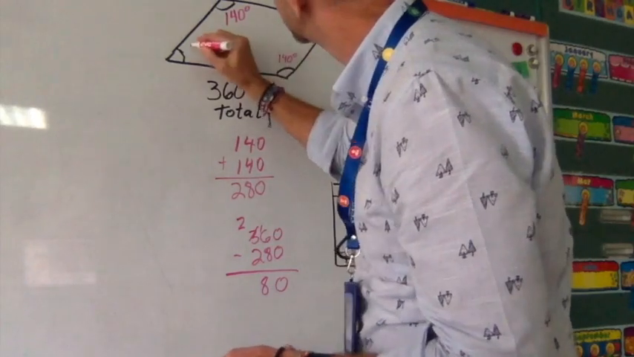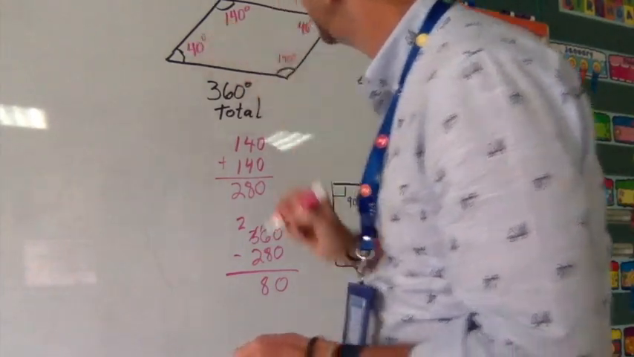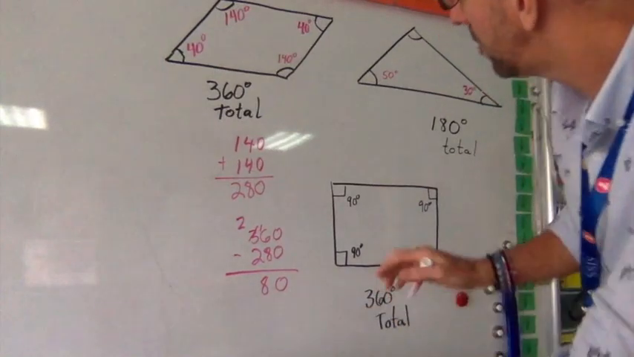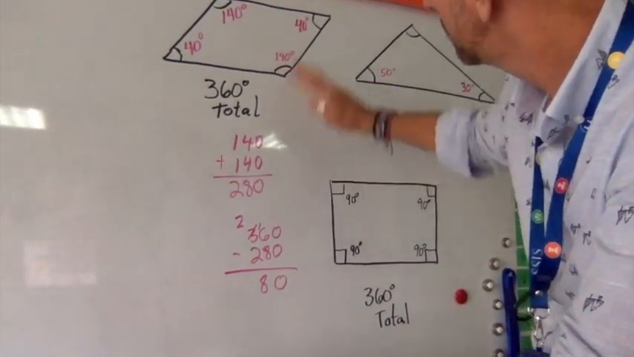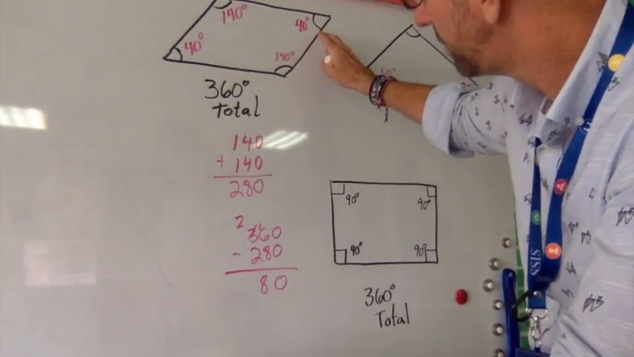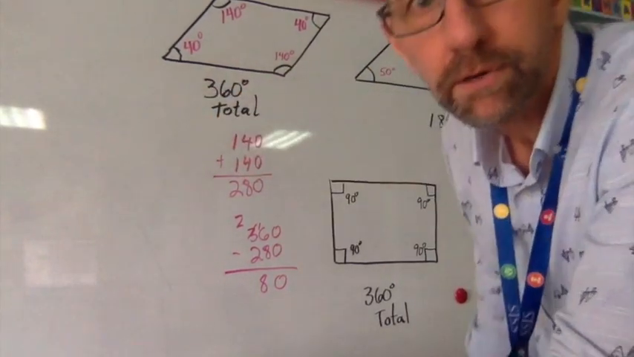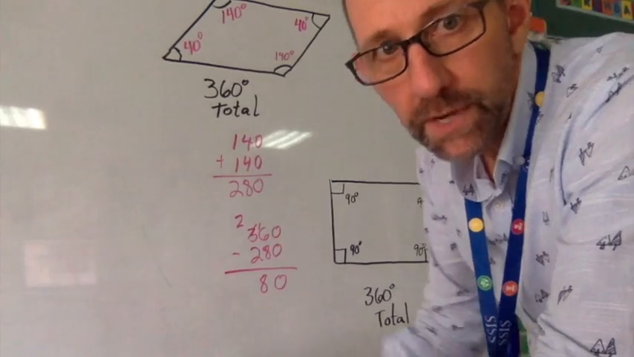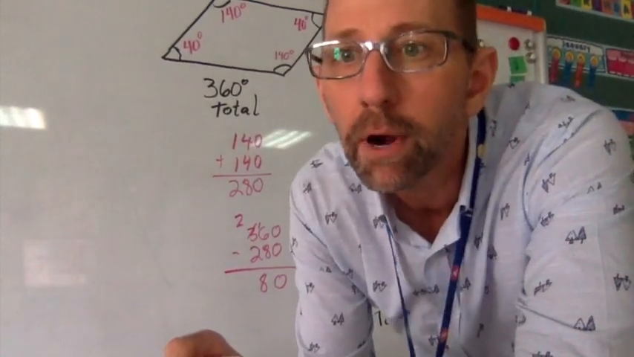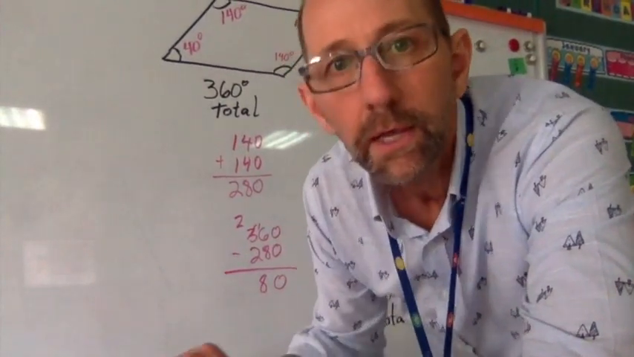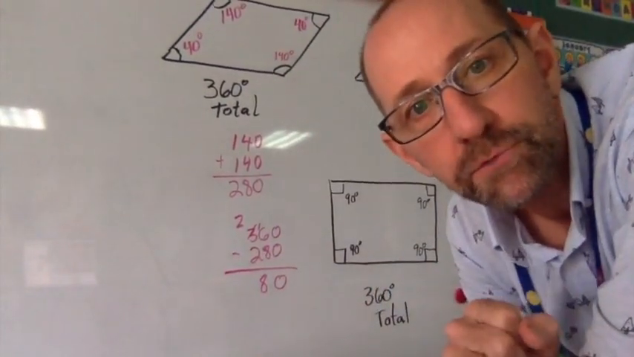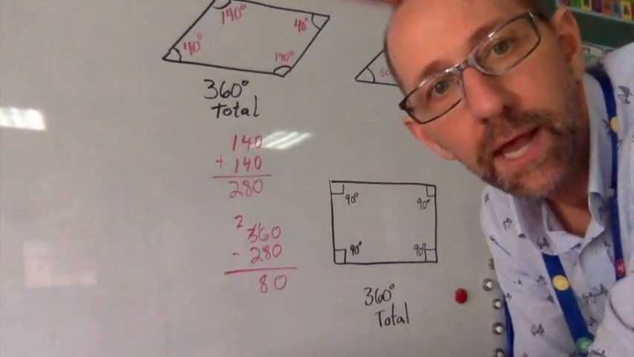40 degrees and 40 degrees. Let's add them all up. We've got 140 plus 140 is 280, plus another 40 is 320, plus another 40 is 360. So now you're going to go on and do slide number 4. There are different shapes on there, and there are some missing angles. You're going to need to do some adding and subtraction like I've done to figure out the missing angles. Good luck.